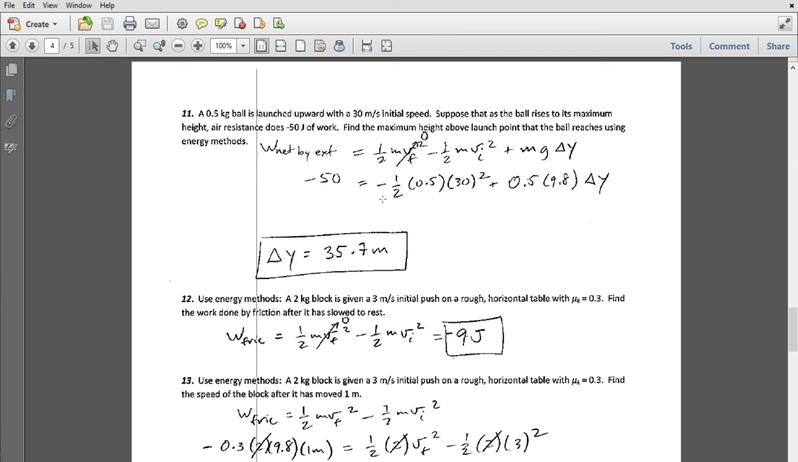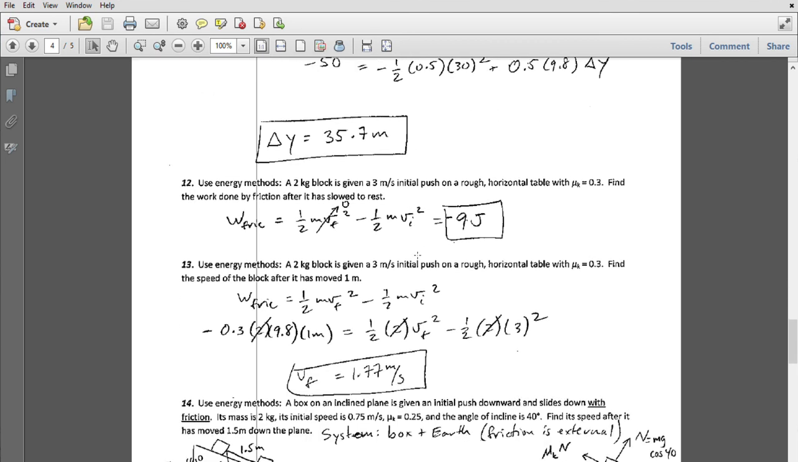That's equal to 1/2 m v final squared minus 1/2 m v initial squared, and v final is 0. We're going to take final to be when it reaches that maximum height. It's no longer moving there. And v initial is 30. Plug that in there. Plus mg times y final minus y initial, and we're after that delta y. So we're going to solve for y final there, 35.7 meters.